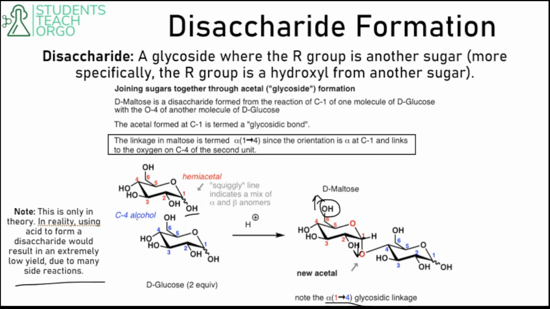So just to review, we can create a disaccharide, in theory, using acid. The linkage is going to be alpha or beta based on the anomeric carbon, and the numbers in it are going to correspond to the actual glycosidic linkage carbons. So hopefully that makes sense. Let's continue.